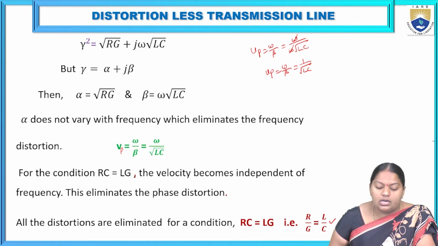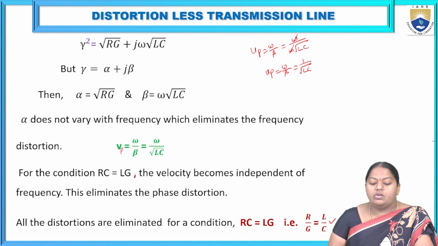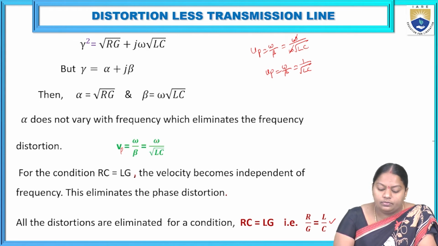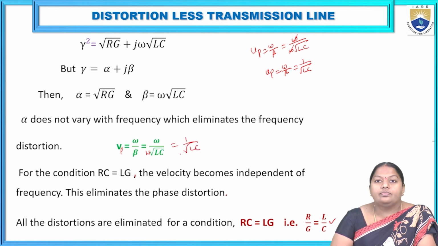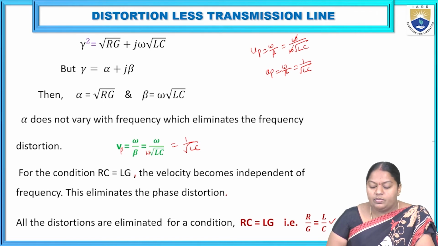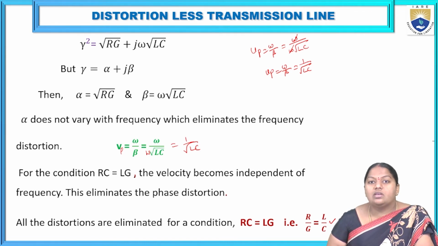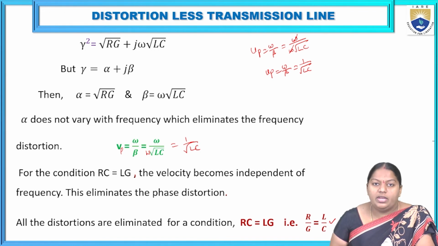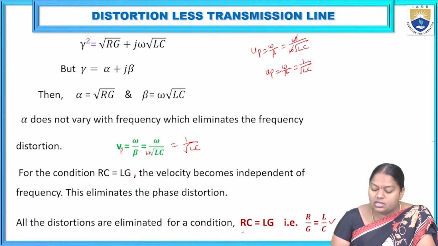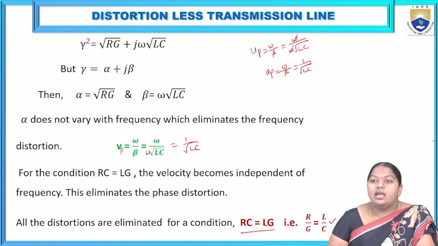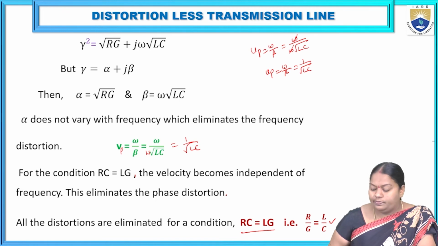Right? So with that attenuation constant alpha, the frequency distortion is eliminated, with the formula Vp equal to 1 by root LC. Similarly, for the condition RC equal to LG, the wave velocity becomes independent of the frequency. From this, phase distortion is eliminated. Now all the distortions are eliminated for the condition RC equal to LG, or simply L by C equal to R by G.